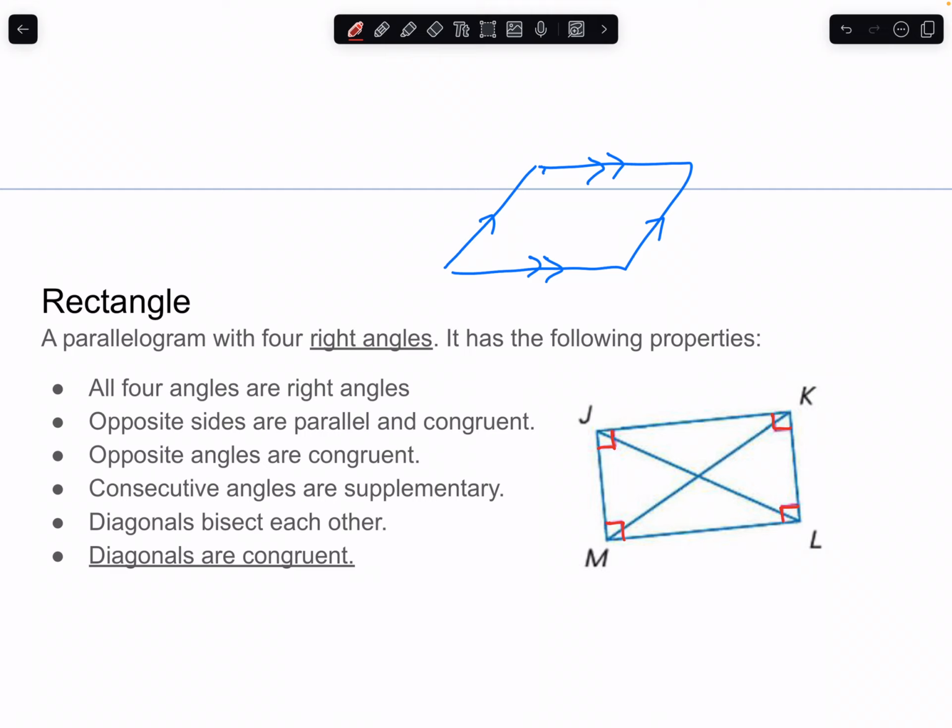By making it 4 right angles, it starts to affect another property. The diagonals within the rectangles will be congruent. So this distance from M to K will be equal to the distance from J to L. So a rectangle is a parallelogram that has 4 right angles and the diagonals are congruent. Okay? So today we're going to talk about how to find missing angles, missing sides, missing values given these 2 new properties of a parallelogram.